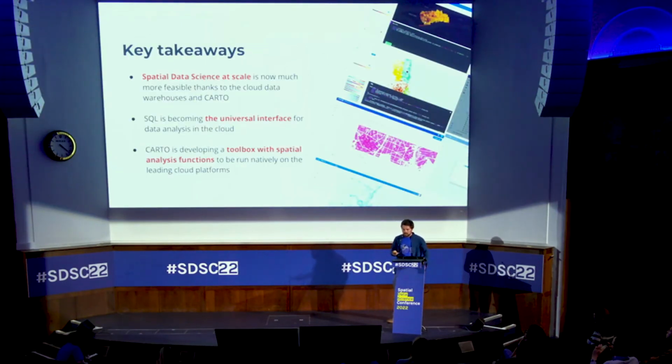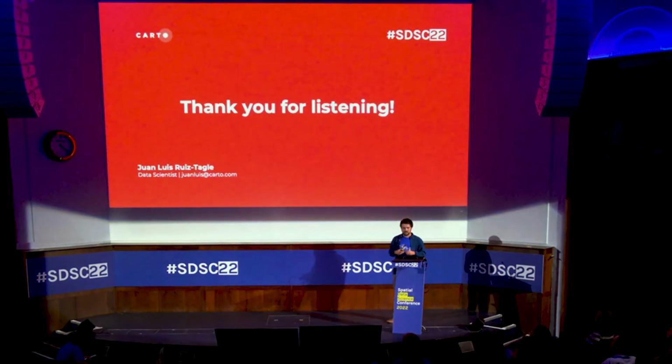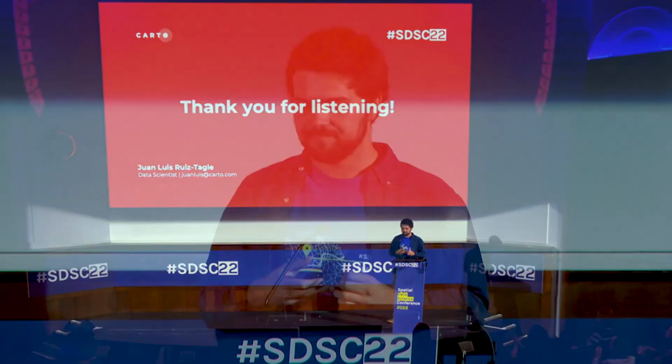So some key takeaways from this talk, very shortly. First, I would say that spatial data science at scale is now much more feasible thanks to the integration between data warehouses and CARTO. Then second, SQL is becoming the universal interface to do data analysis on the cloud, becoming the language of choice, basically. And that CARTO is developing this analytics toolbox with spatial analysis functions, to be run natively on all the leading cloud platforms. So basically, that would be it. Thank you for listening.